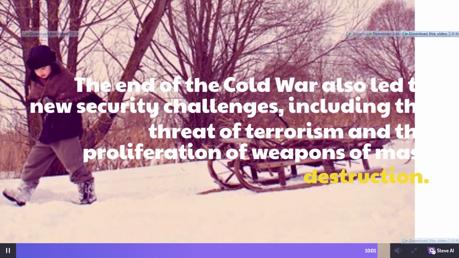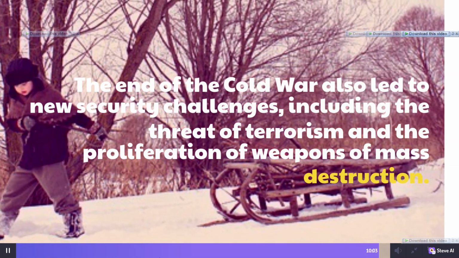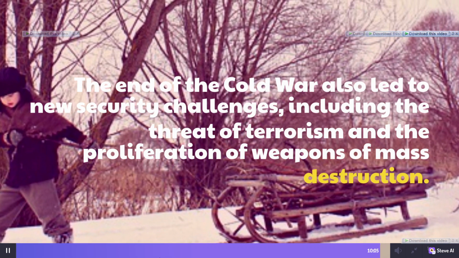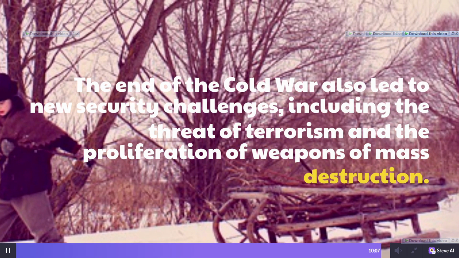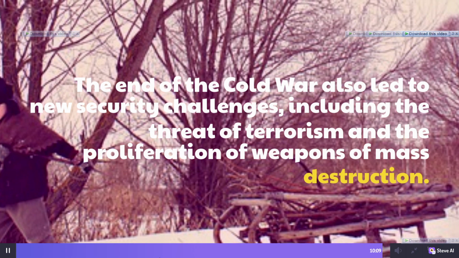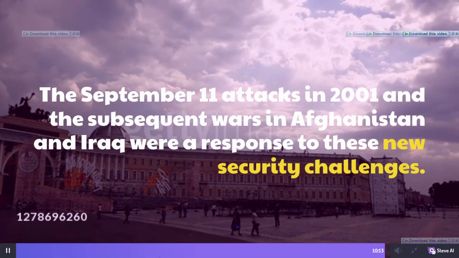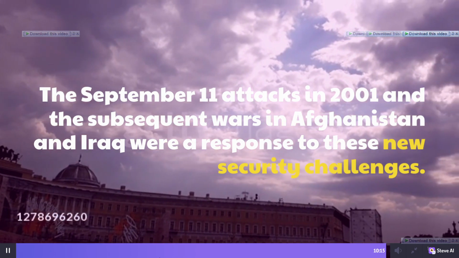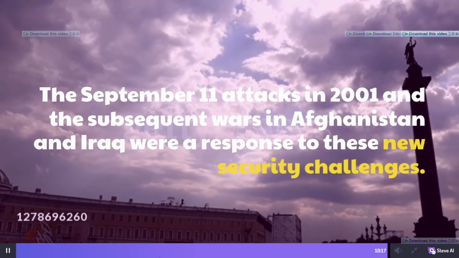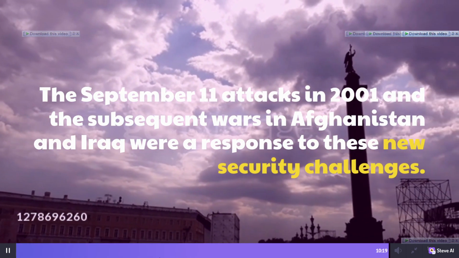The end of the Cold War also led to new security challenges, including the threat of terrorism and the proliferation of weapons of mass destruction. The September 11 attacks in 2001 and the subsequent wars in Afghanistan and Iraq were a response to these new security challenges.